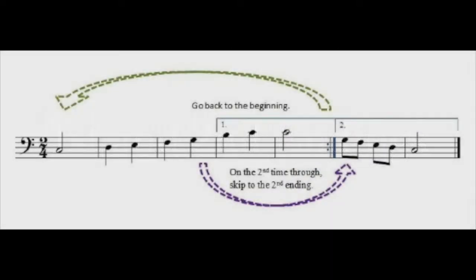First and second endings. First and second endings are very similar to repeat signs. All you have to do is play through the first ending. Then you will repeat back to the beginning, and the second time through it, you will skip the first ending and jump straight to the second time ending, as you can see in this example.